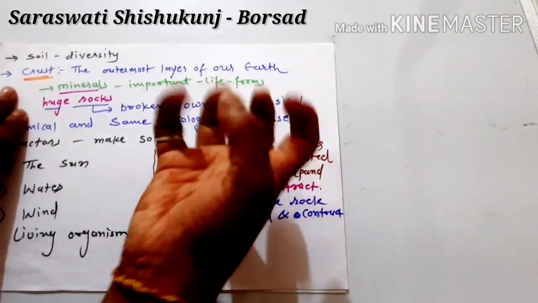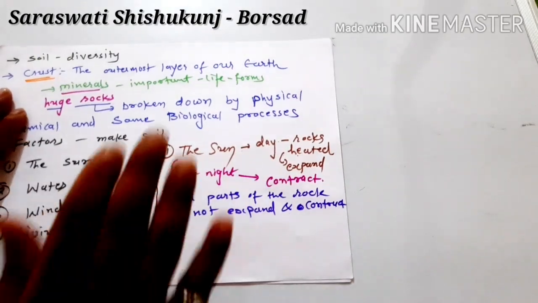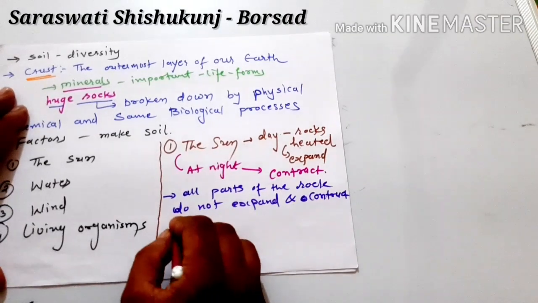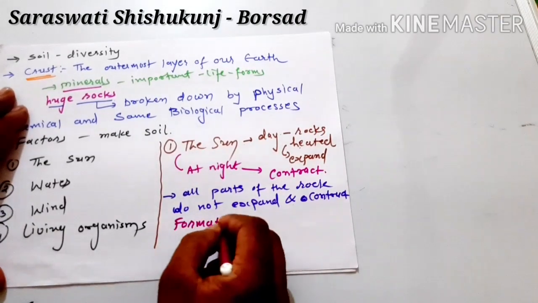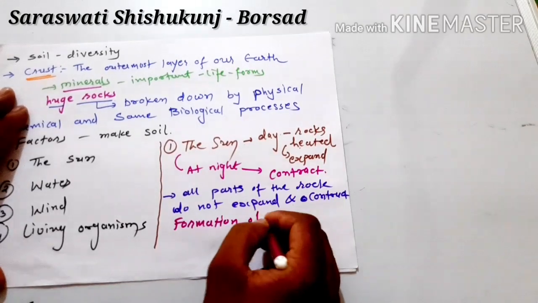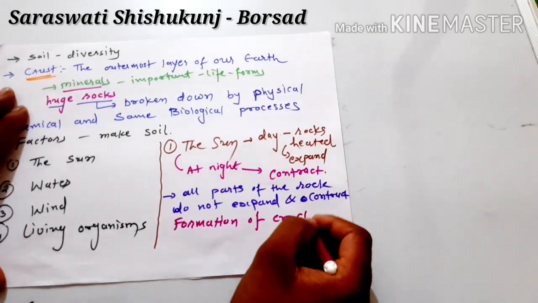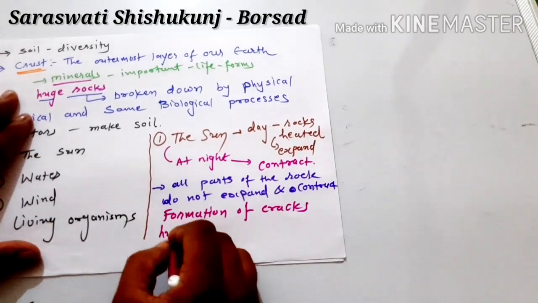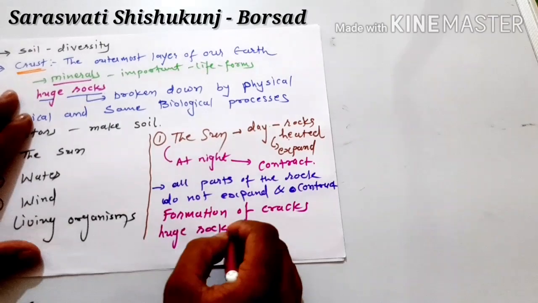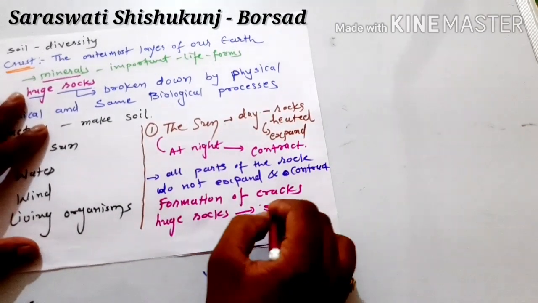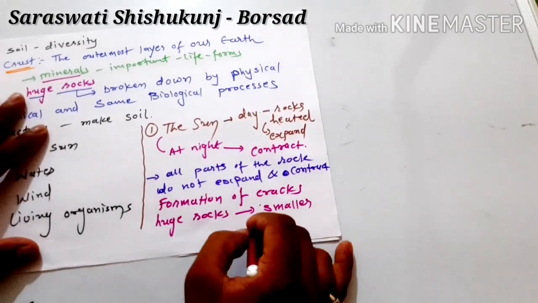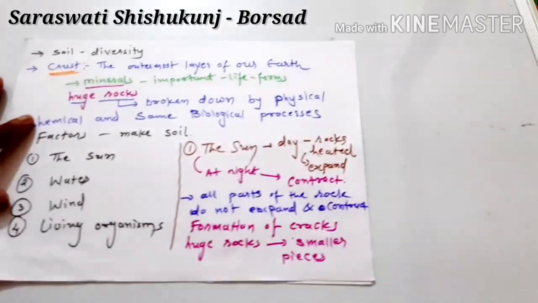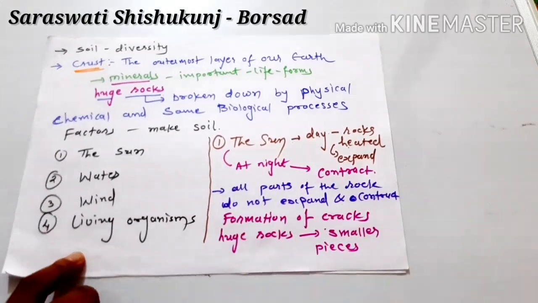But if the expansion and contraction rate of the rock is not the same, there will be formation of cracks, and due to this formation of cracks, these huge rocks will be converted into smaller pieces, right? So this way the sun is responsible for the formation of soil.